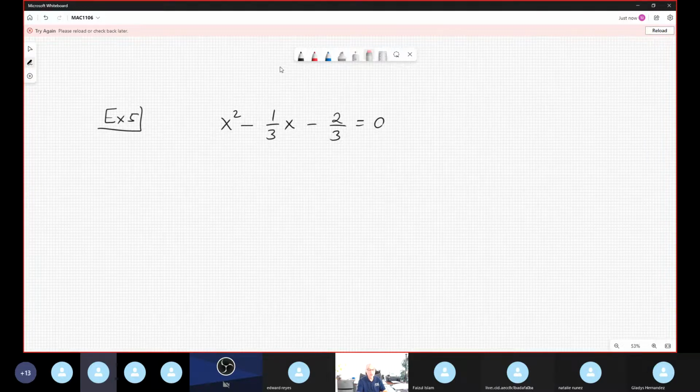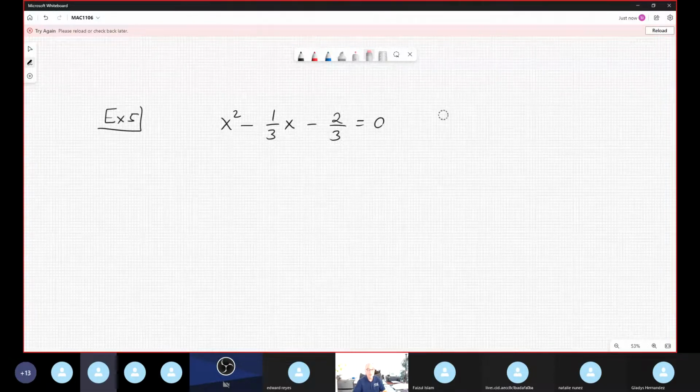What is the only new thing that this problem brings me? Fractions. And you declare that A is 1, B is negative 1/3, and C is negative 2/3. Yes, you can do that, but it's horrible. It's horrible when you plug fractions into the quadratic formula. It's maybe confusing. You can, but it's confusing. Now, my recommendation is to clear the fractions.